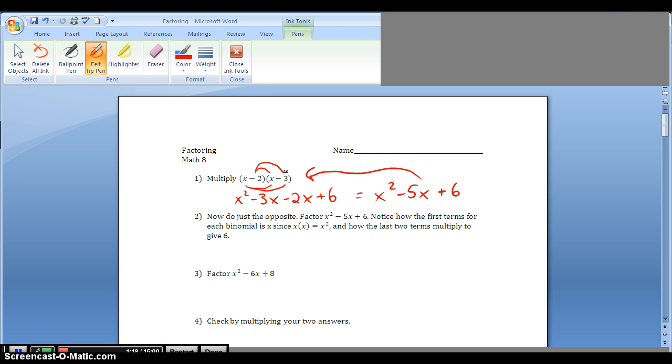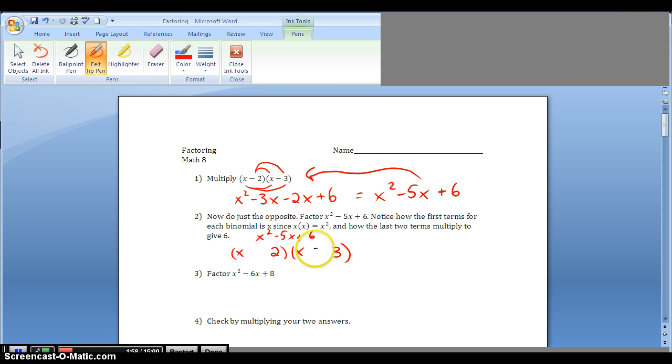So notice how the first terms in here, the x times the x, give me the x squared. So when I factor a trinomial that looks like this, x squared minus 5x plus 6, I'm going to factor it into two binomials. And in order to get this x squared term, the first term has to be an x and another x. So I'm going to multiply an x times an x. And now I need two terms. If you notice, I got this plus 6. Well, that came from multiplying the minus 2 times a minus 3. So in order to get that 6, I have a 2 and I have a 3.